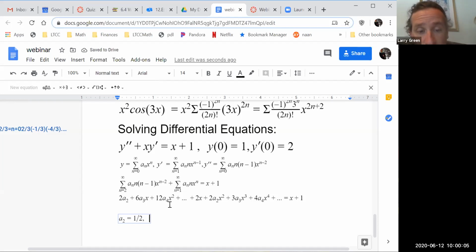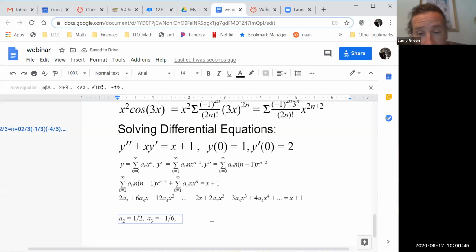Okay, then I go for a sub 3. Well, I can look at the x term. I have 6a sub 3 plus 2 equals 1. So 6a sub 3 is negative 1. So a sub 3 is negative 1/6. Okay, and I could keep going.